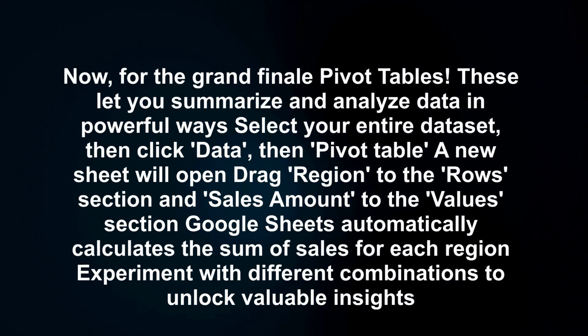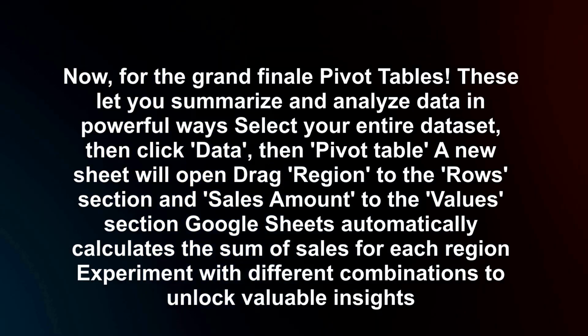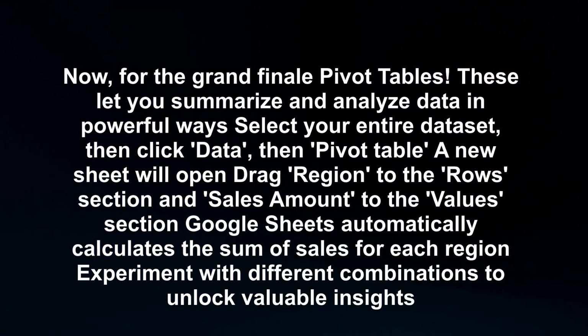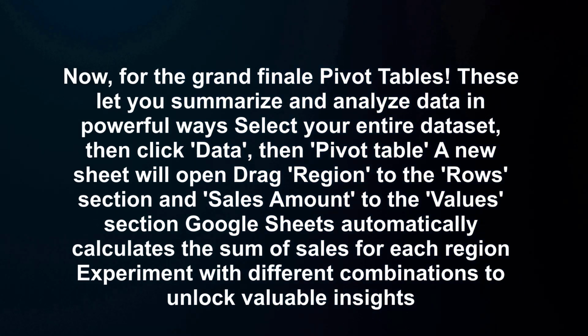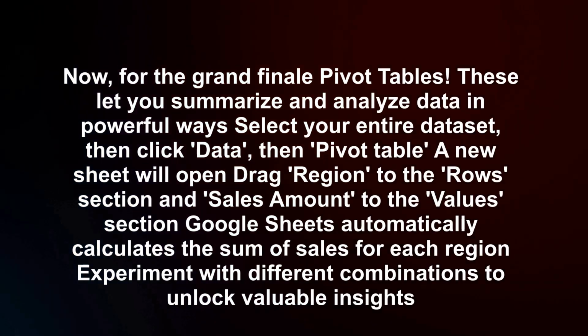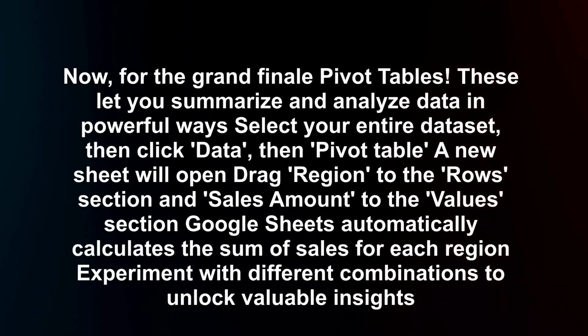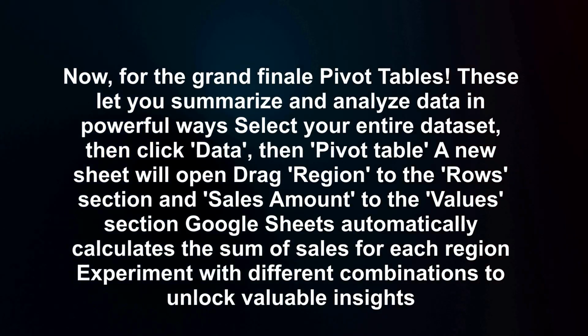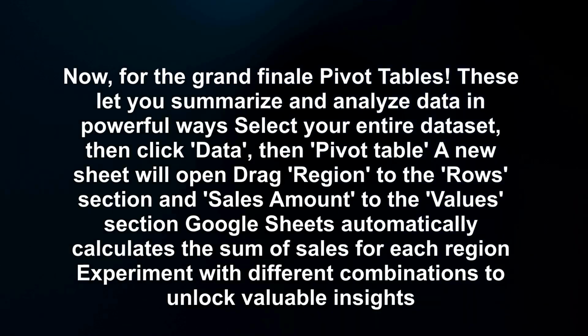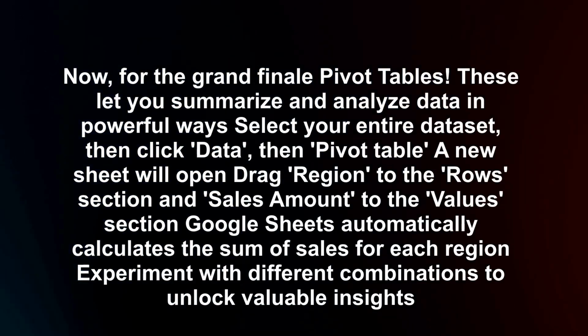Now, for the grand finale, pivot tables. These let you summarize and analyze data in powerful ways. Select your entire dataset, then click Data, then Pivot Table. A new sheet will open. Drag region to the rows section and sales amount to the values section. Google Sheets automatically calculates the sum of sales for each region. Experiment with different combinations to unlock valuable insights.